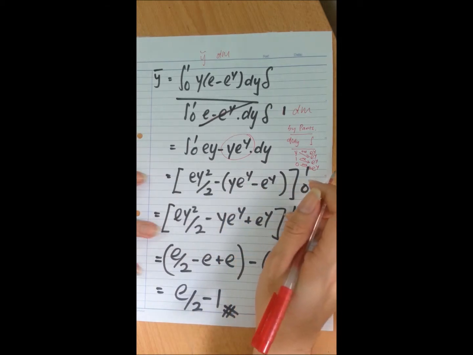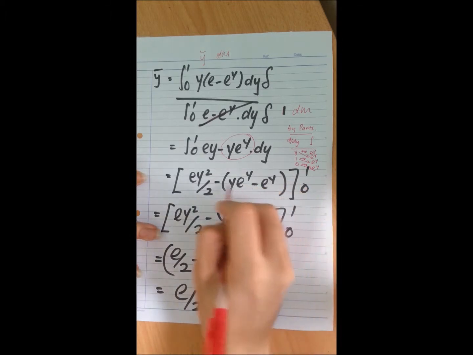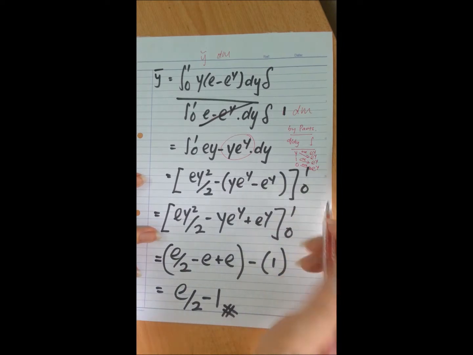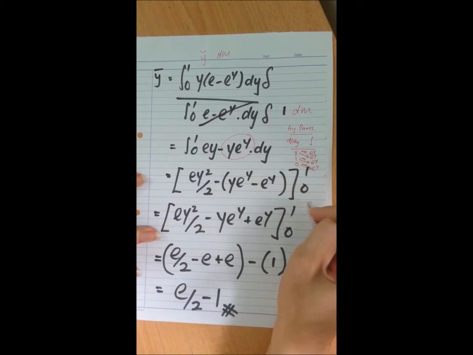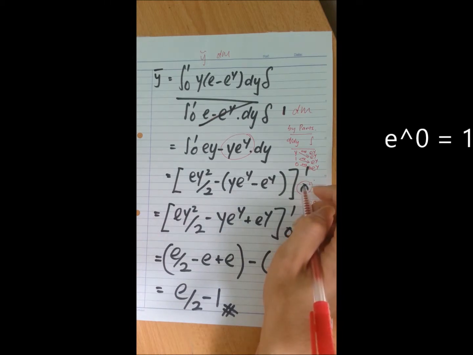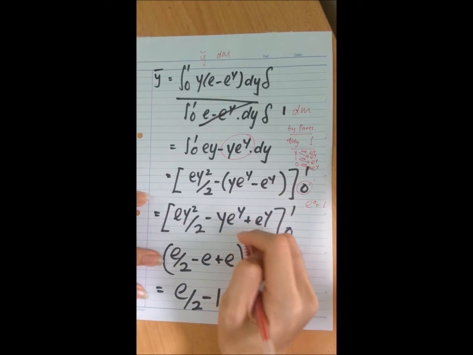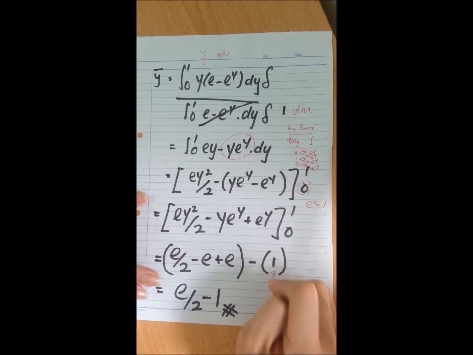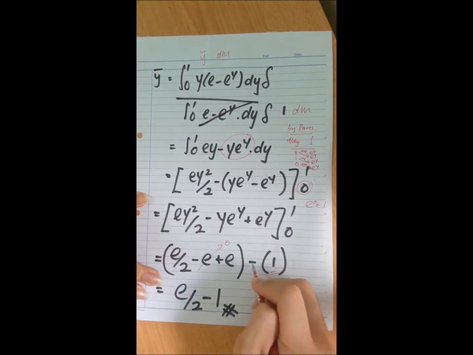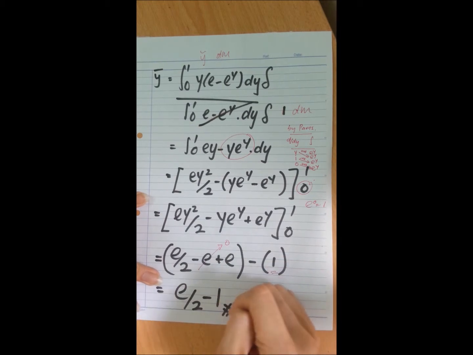So you have this right now. Be careful of the signs here: minus, you get a plus. Again, don't forget that e to the power of 0 is equal to 1 over here, so you don't get a 0 for that. After subtracting everything in, be careful, because you get a 1 over here, and then you get half e minus e plus e, which gives you a 0, minus 1, which gives a y bar of half e minus 1.